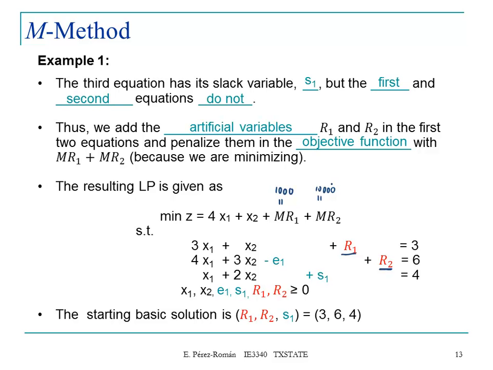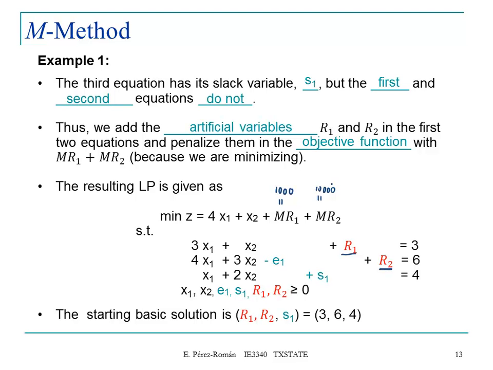So the idea is to add those artificial variables to start solving the problem, but at the end, you want to penalize them with a big number because you want them to be 0 at the optimal solution, because those are artificial, those are not real variables. The only thing that we are doing with them is just starting to solve the problem. But at the end, we don't want them to be part of the solution. We want them to be 0. So the only way that you can make them 0 is to penalize them with a big number in the objective function.